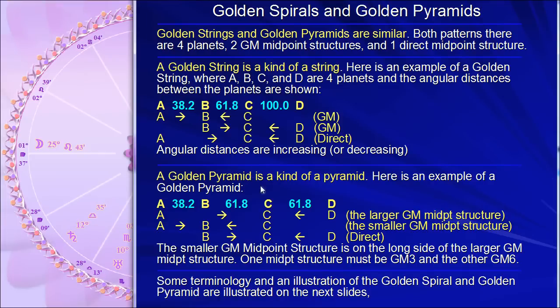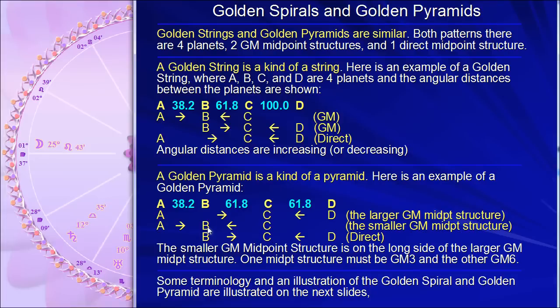The golden pyramid, by contrast, is where we have C at the golden mean of A and D. So what you do is, here's the big golden mean midpoint structure, and then we take the long side. You have to take the long side. So this is a total of 100 degrees. This is 61.8 degrees from C to D. It's 100 degrees from A to C. You take the long side and you put a golden mean midpoint structure on the long side.